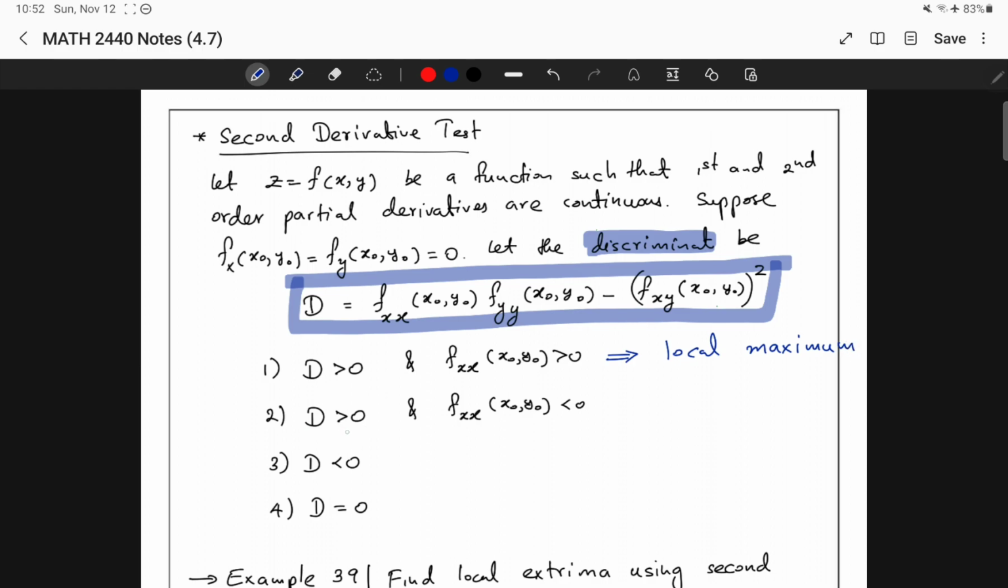If the discriminant is positive and the second order partial derivative is negative, it's a local minimum. And if the discriminant is negative, then it is a saddle point. If the discriminant is equal to 0, the test is useless or inconclusive. I would say the test is inconclusive.